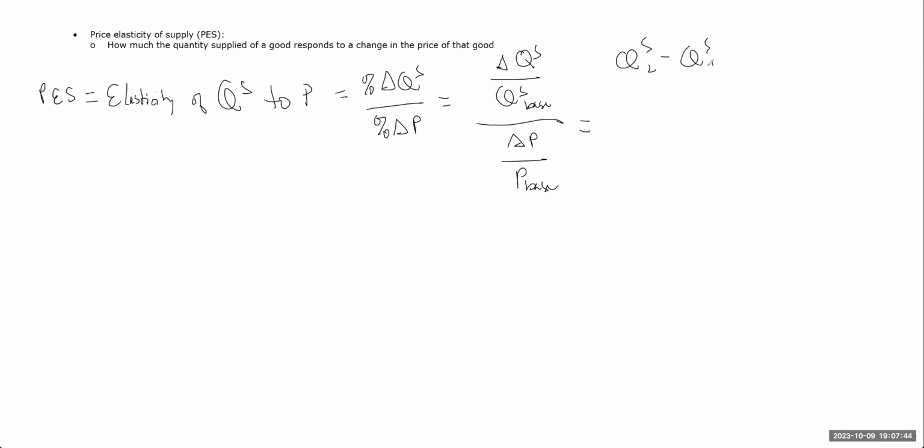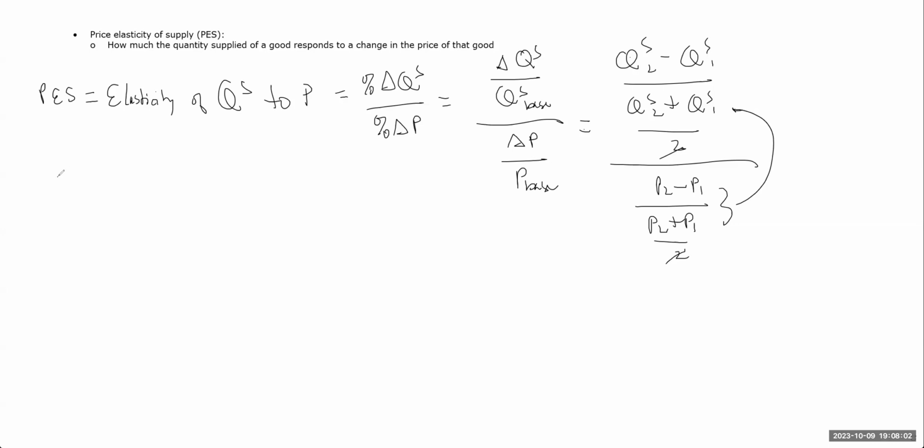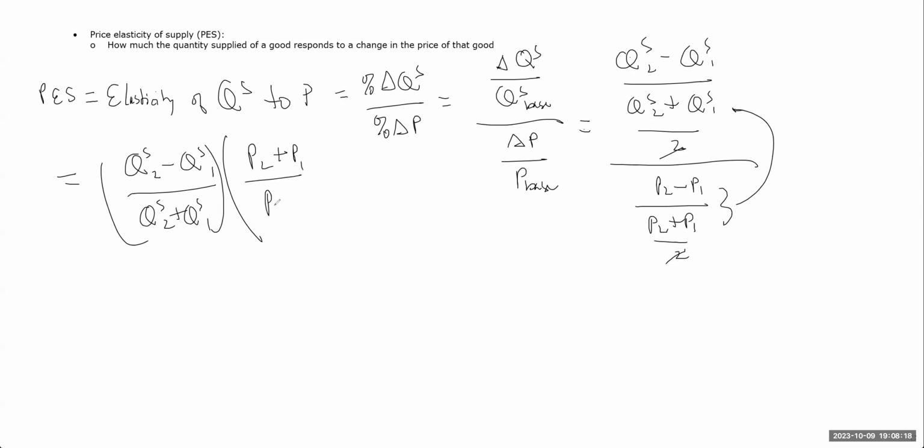This is equal to QS2 minus QS1 over QS2 plus QS1 divided by 2, over P2 minus P1 over P2 plus P1 divided by 2. This 2 cancels with this. You flip that, put it up there, and you get this equal to QS2 minus QS1 over QS2 plus QS1, times P2 plus P1 over P2 minus P1.